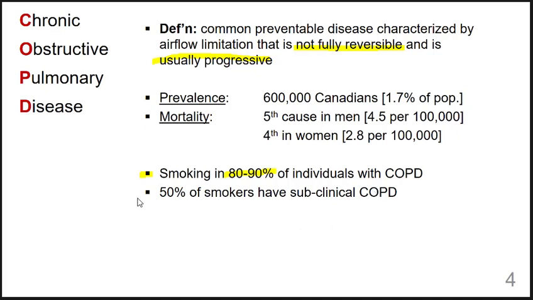So meaning that if we had a look at 50% of smokers, they likely would have some damage that's already started within their lungs that could mean that they could end up with full-blown COPD.